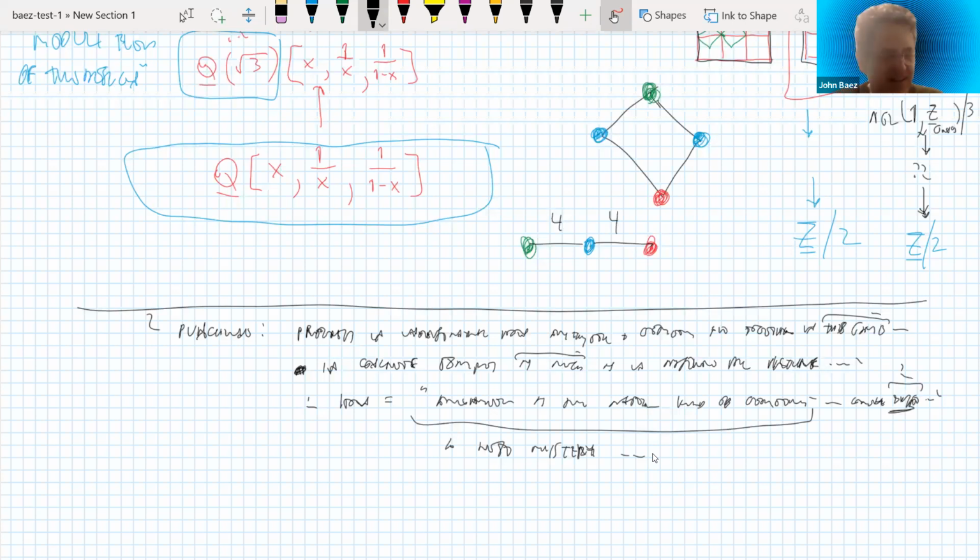Okay. So I'm just going to try to wind up with some sort of punchline here. Basically, I'm saying that I think I'm making progress in understanding how arithmetic and geometry fit together in this game. This game being Grothendieck-Teichmüller theory.